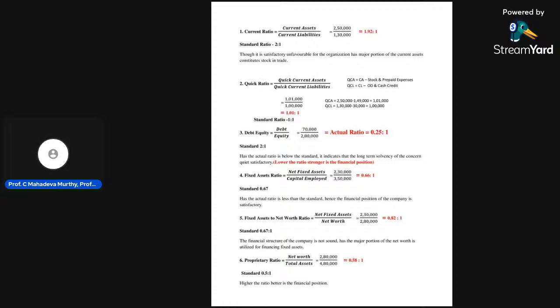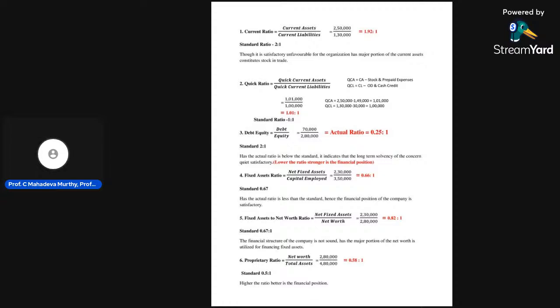That is, the actual ratio is below the standard. Yes, that is most important. The actual ratio should be below the standard. It indicates the long-term solvency, because it is very difficult with loans and advances. Payment of loans and advances, at any time or after the completion of the period, the organization or company should pay those loans and advances. That's what long-term solvency is concerned with. That is quite satisfactory here.